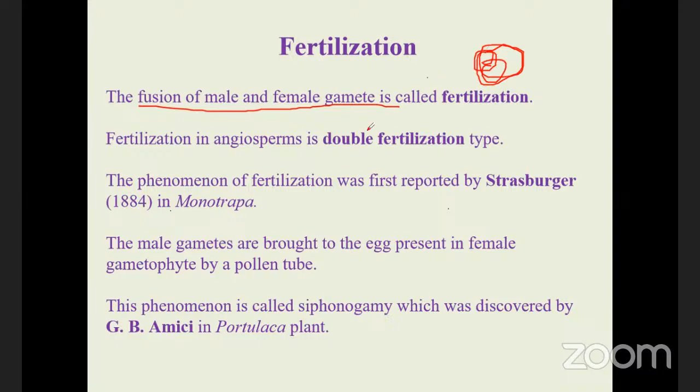Usually, in angiosperm, double fertilization will take place. That means fertilization will take place two times. I already told you this fertilization process was first identified, first reported by Strasburger. Who is that? Strasburger is the embryologist. Father of embryology is Strasburger.